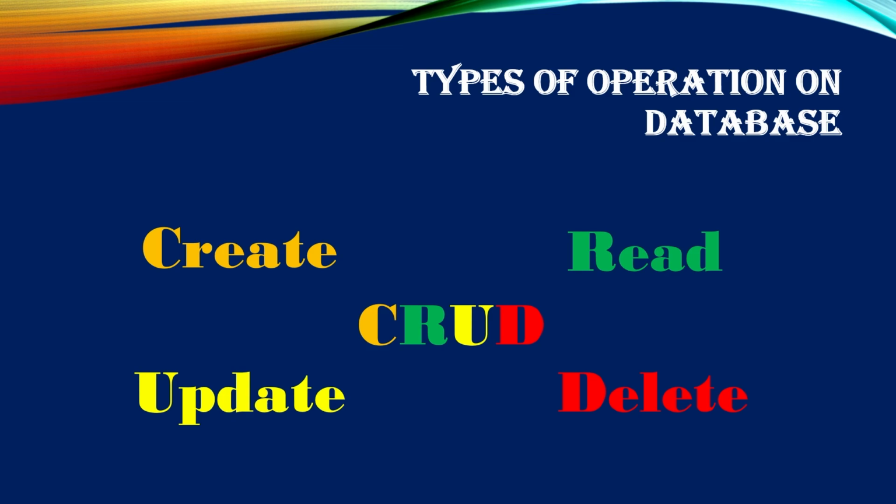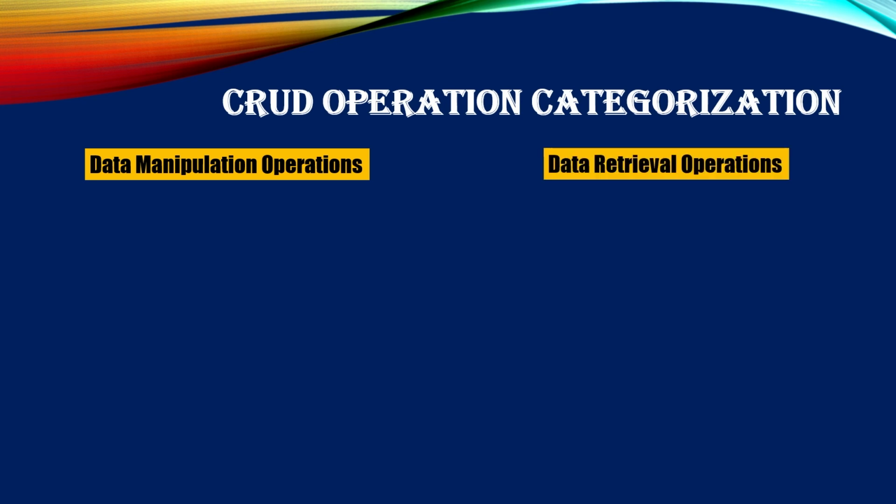Now let's categorize these CRUD operations by one more criterion. So here we say that these operations can be categorized under two parts. One is data manipulation operations, where we are going to change the state of your database. And the other one is data retrieval operations, where the database is not going to be changed. So initially if there were 10 rows, now also there will be 10 rows. The data will also remain as it is and there won't be any kind of change.